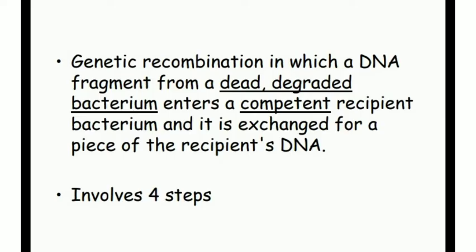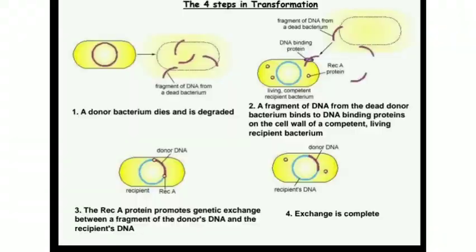Transformation involves 4 steps. Genetic recombination, in which a DNA fragment from a dead, degraded bacterium enters a competent recipient bacterium and is exchanged for a piece of the recipient's DNA. The 4 steps in transformation.